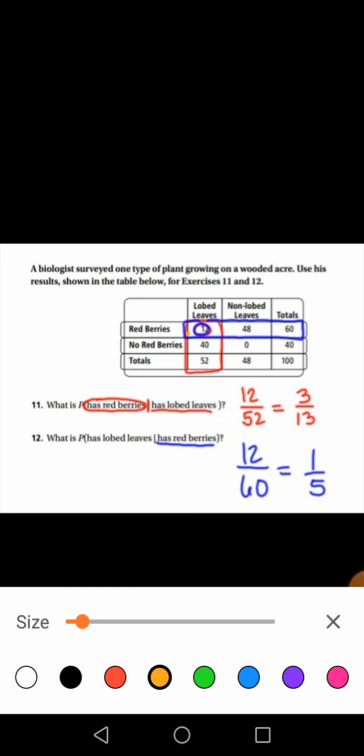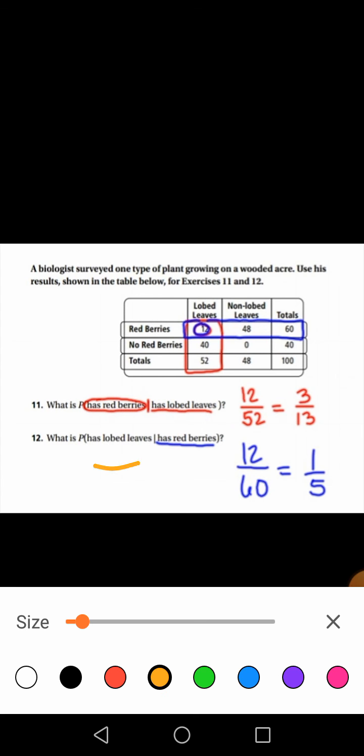The second question here, what is the probability that has lobed leaves given has red berries? The total has red berries. It will be 60. Sorry. It will be 60. Total 60. Over, had lobed leaves. Where is the common between lobed leaves and red? Here. 12 too, right? So it will be 12. So 12 over 60, as I said to you, 1 over 5.